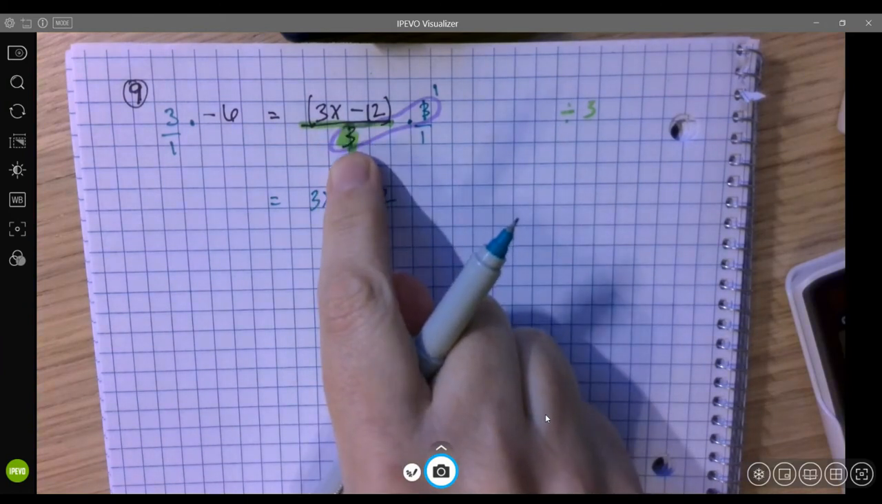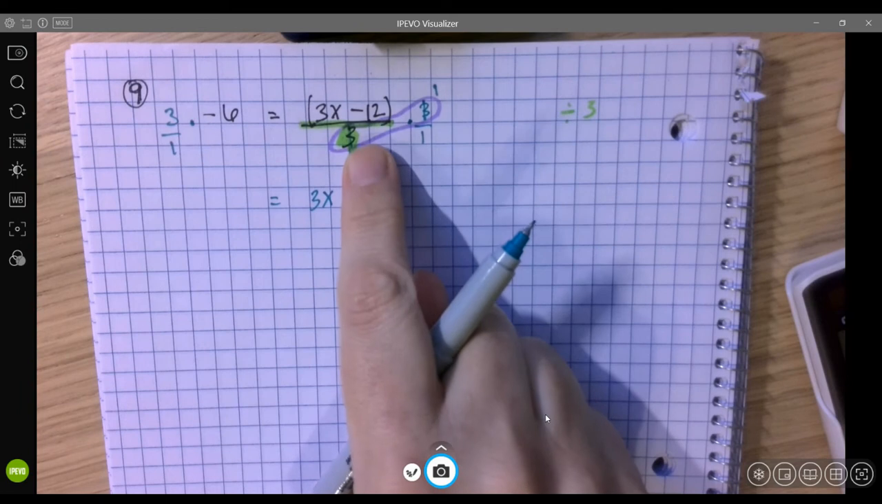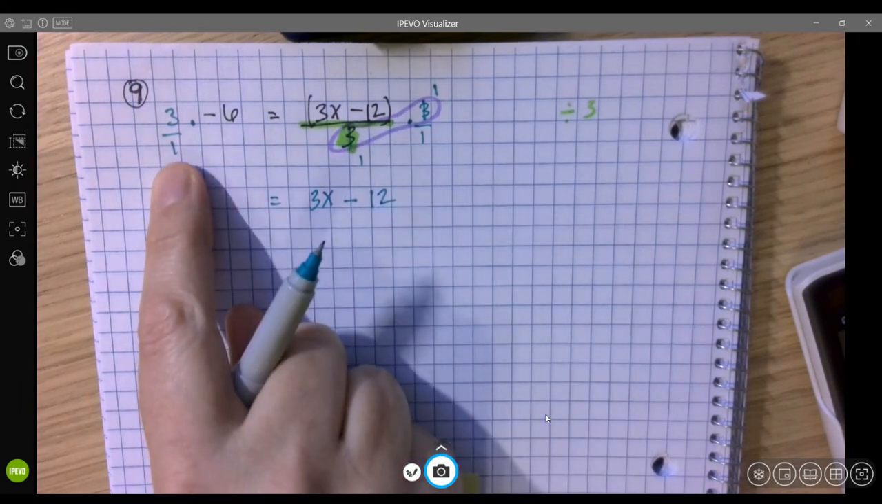If the denominator was 3, that means I'm dividing by 3. The opposite of dividing is multiplying. If I multiply by 3, that fraction goes away. In order to keep my equation equal, I have to do the same thing on the left side.